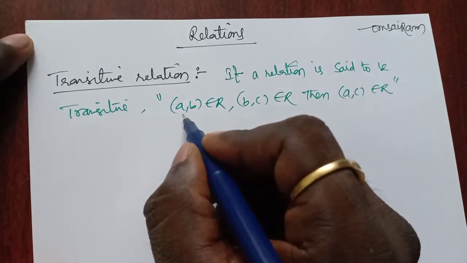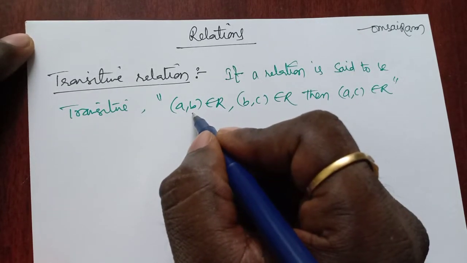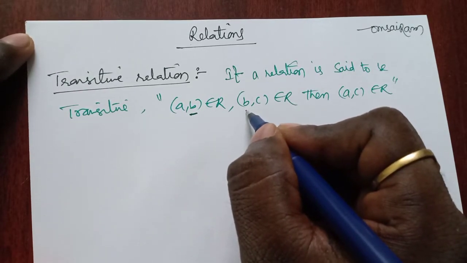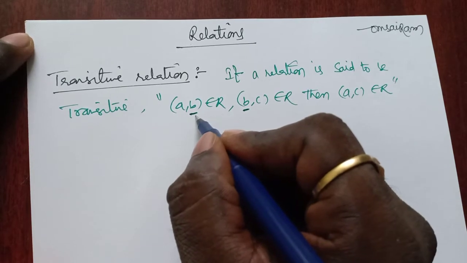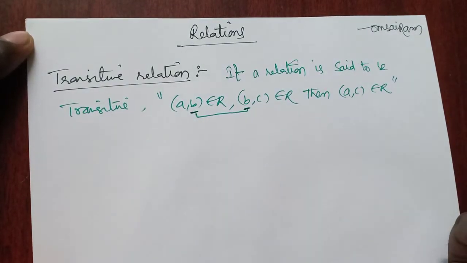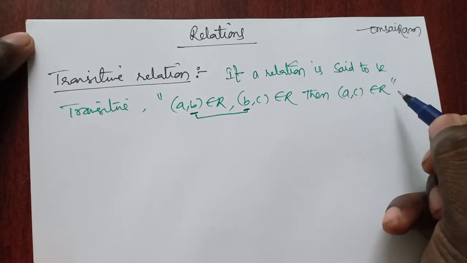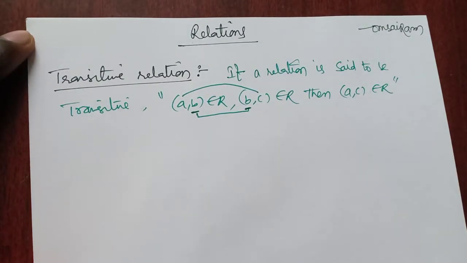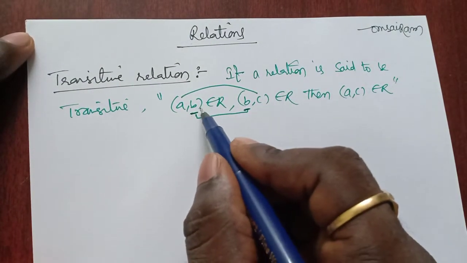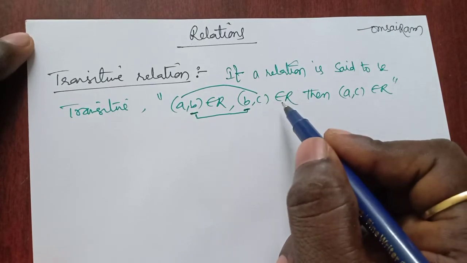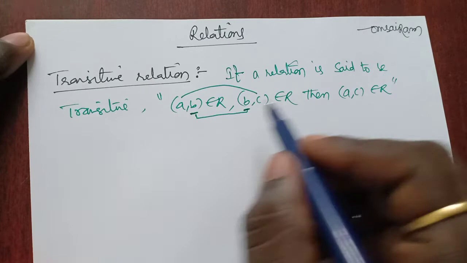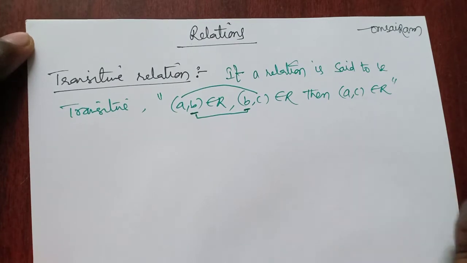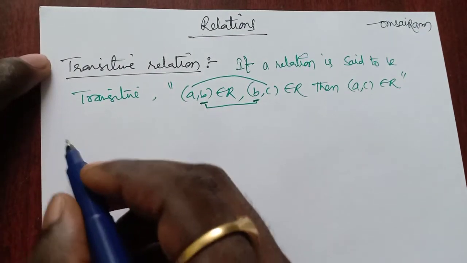Clearly, please see this. If we have (a, b) and (b, c), the second element in the first ordered pair and the first element in the second ordered pair are the same value, then (a, c) must be present in this relation. Clearly, why? Because it happens like this. If (a, b) and (b, c) are present in the relation, then we need to check for (a, c). If any one of the ordered pairs is not present in the relation, there is no need to check for (a, c). Clearly. So let us come to the example.